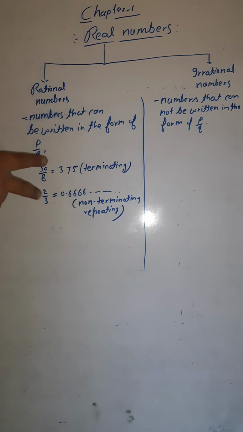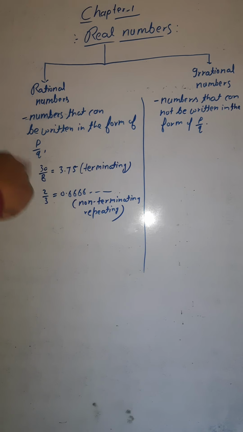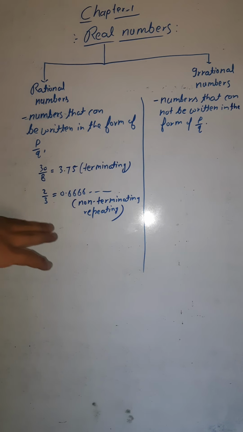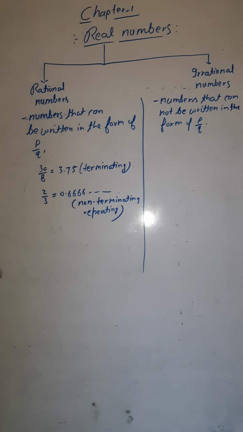If this is so, then you call such numbers rational numbers. This you have to remember: rational numbers always have either a terminating decimal expansion or a non-terminating repeating decimal expansion. Are you getting this? Very good.